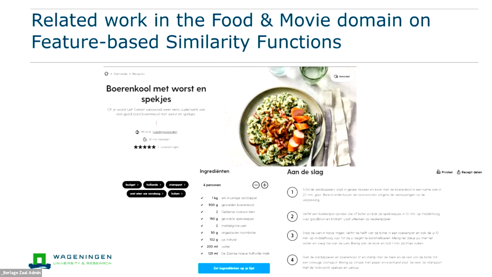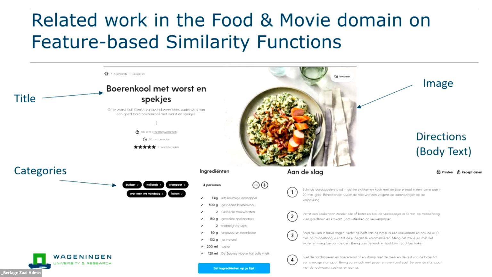And you can also identify a number of features here, just like with the news article. So there's a title, an image, directions to prepare the recipe. There are a few ingredients and a few categories. So these are sort of different entities that you can leverage for recommendation.